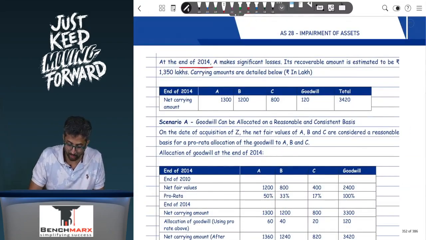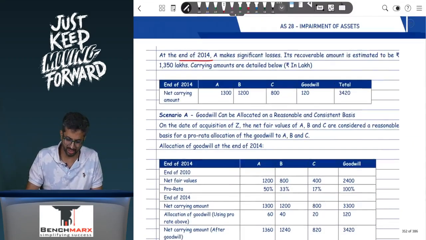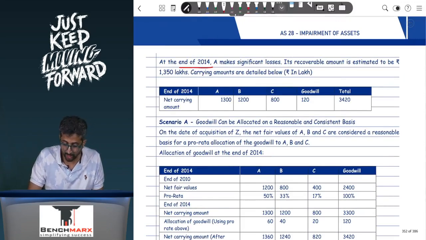At the end of 2014, now when did all of these transactions happen? Sir, they happened around, I think, 2010. So maybe 4 or 5 years later, at the end of 2014, A makes significant losses. A is one of the divisions. Its recoverable amount is estimated to be rupees 1350 lakhs. The carrying amount is detailed as below.